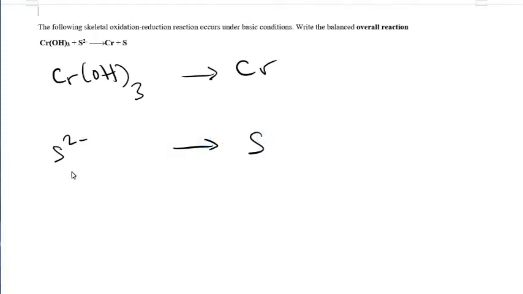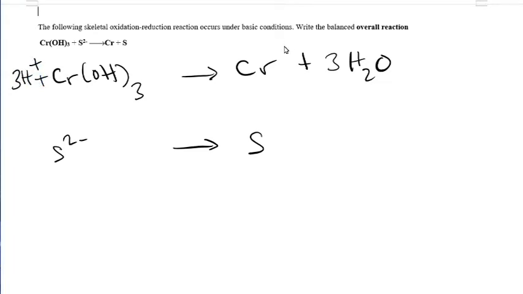Notice that the sulfurs are balanced and the chromiums are balanced, so we don't have to do that at all. For the oxygens, there's 3 on the left side, so we need to add in 3 compounds of water. Now there's 6 hydrogens on the right side, 3 on the left side. So we're going to add in 3 hydrogen ions on the left side.